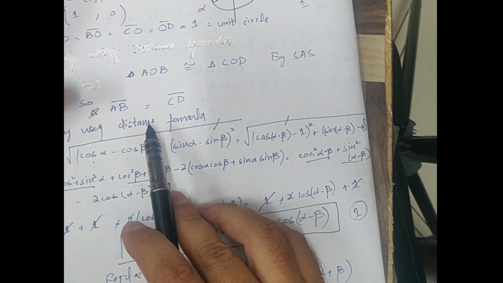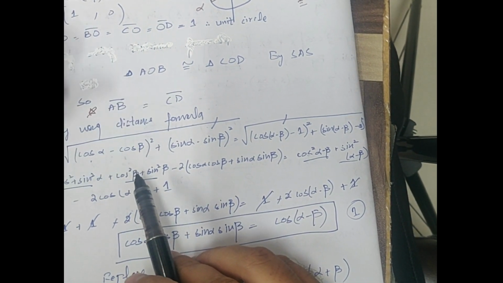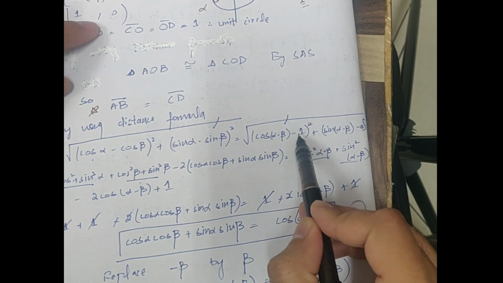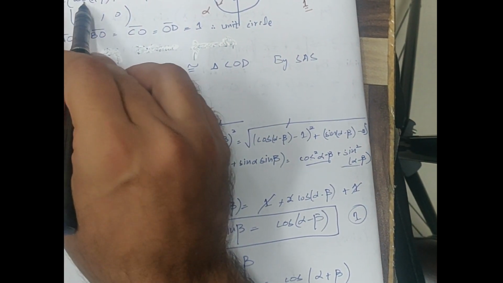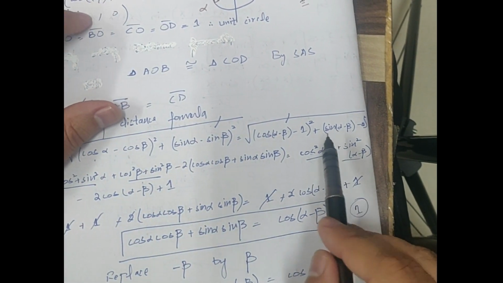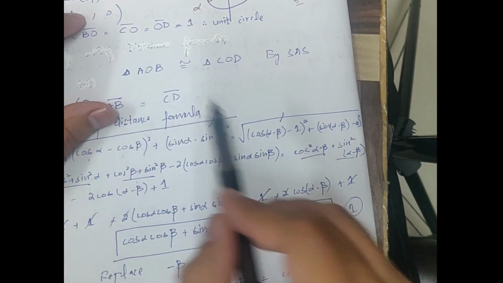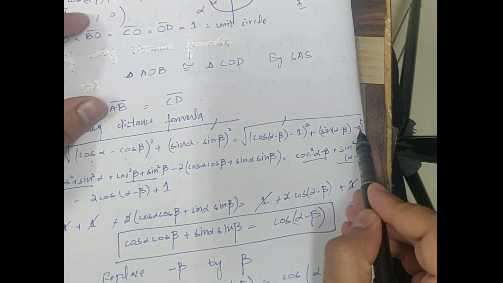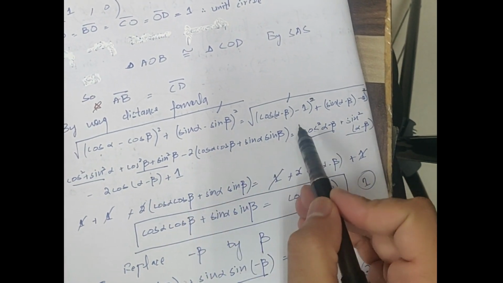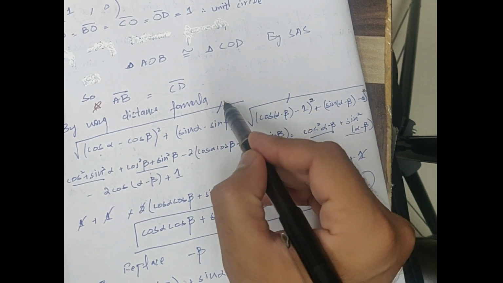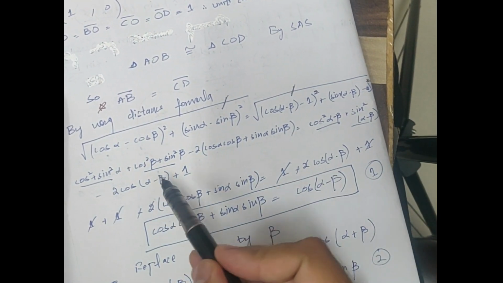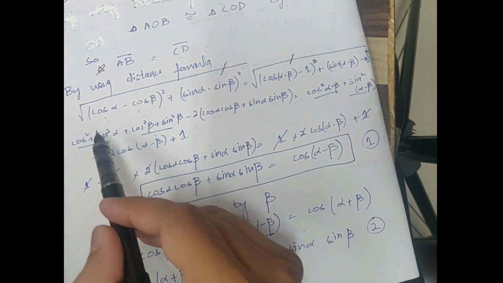To find line CD, we must take the difference of the x-axis, so it becomes cos alpha minus beta minus 1, this minus this squared, and y-axis this minus this squared, sine alpha minus beta minus 0 squared. Okay, now we will just simplify this expression. We have cancelled the square root, and I have simplified it for you to keep this video very short.